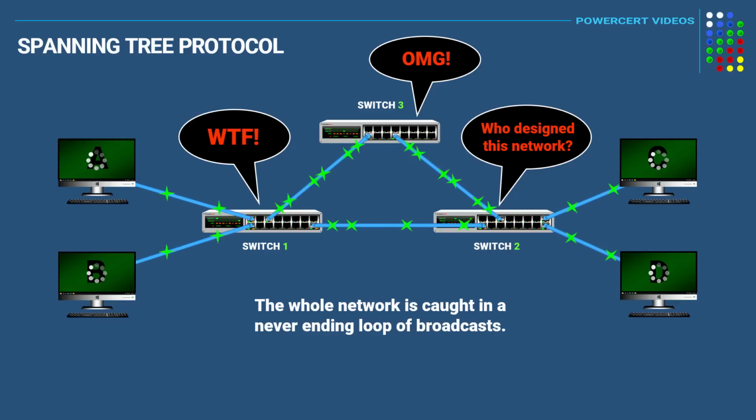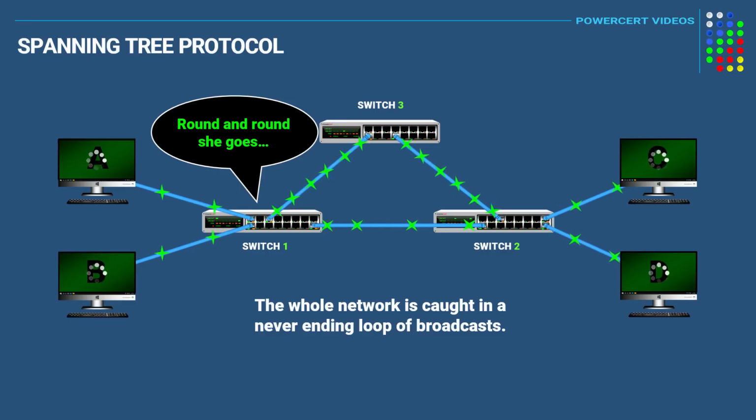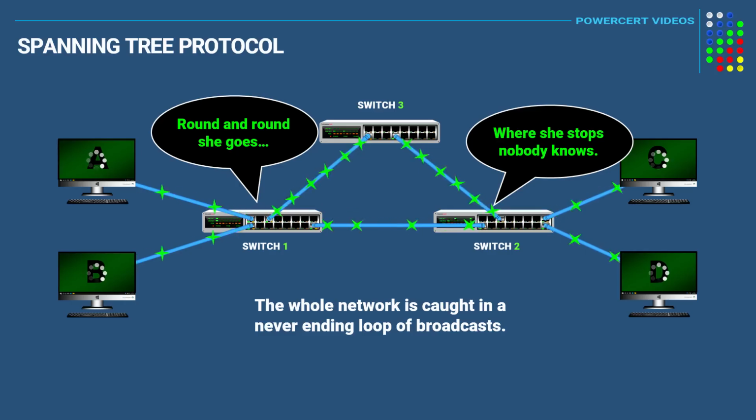And when this happens, the network can't do anything because of the constant broadcasts, and the entire network will come to a grinding halt. So this is why the spanning tree protocol was developed. It was designed to prevent broadcast loops when multiple switches are used on a network.